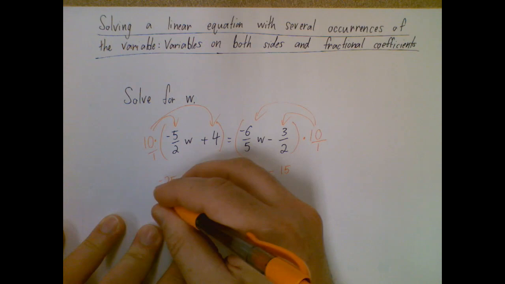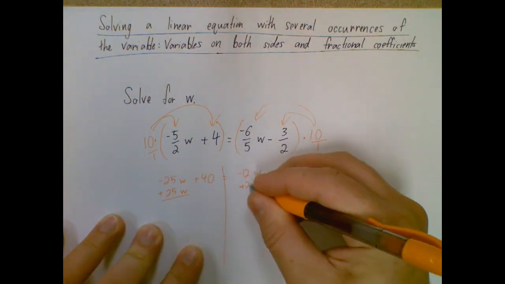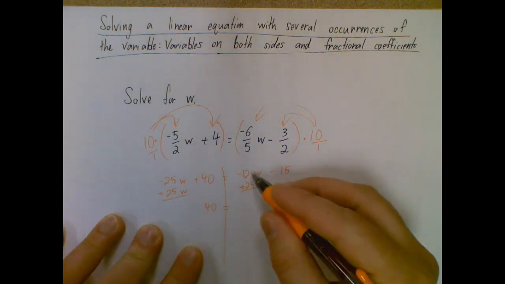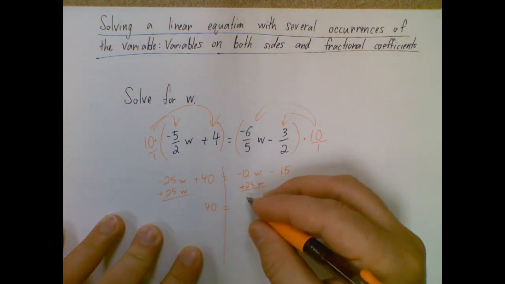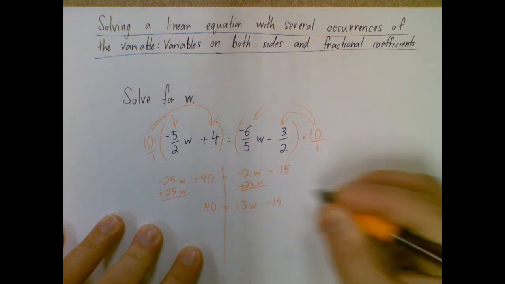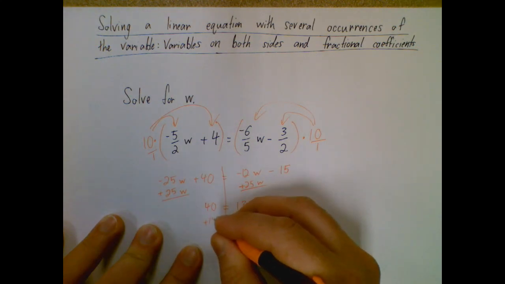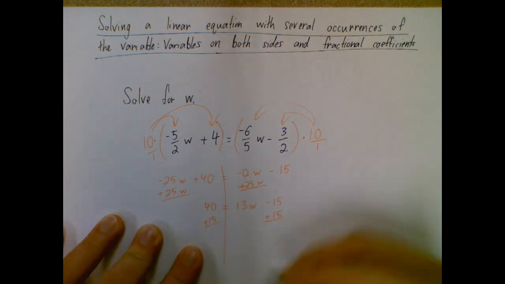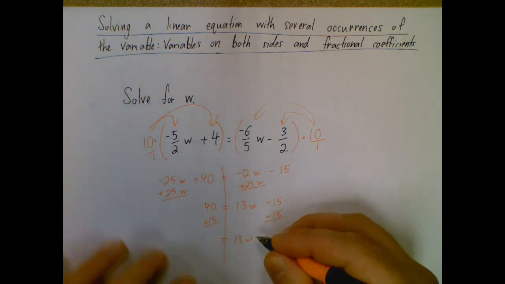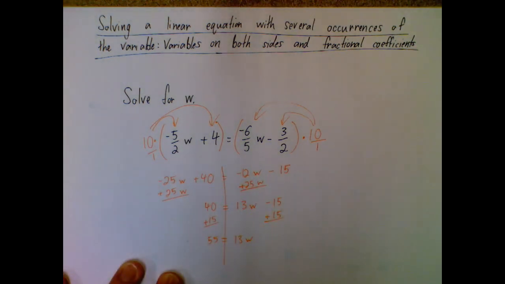So I'm going to go ahead and add 25w to both sides. Okay, so I end up with 40 equals negative 12 plus 25 is 13. And I didn't do anything with this negative 15, so I'm just going to bring that down. And that's actually what I'm going to do now. I'm going to add 15 to both sides so that this adds up to 0. So it's just gone. So I'm left with 13w on that right side. And then I have 40 plus 15, which is 55.